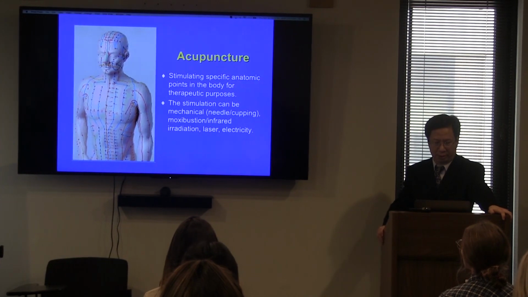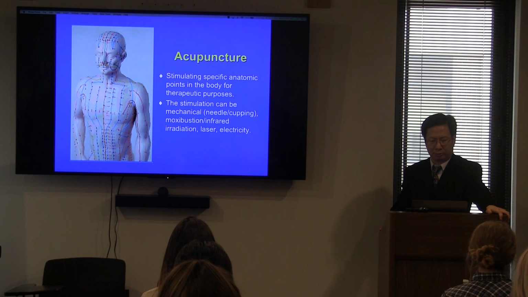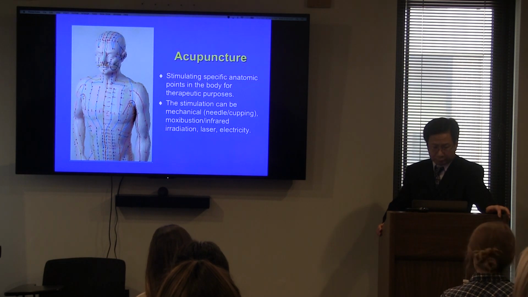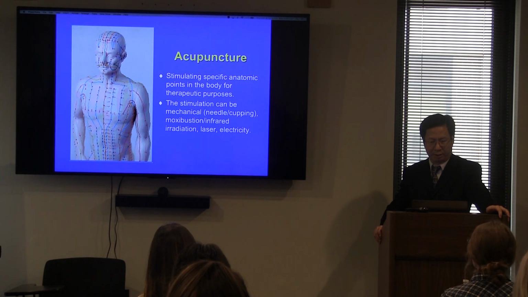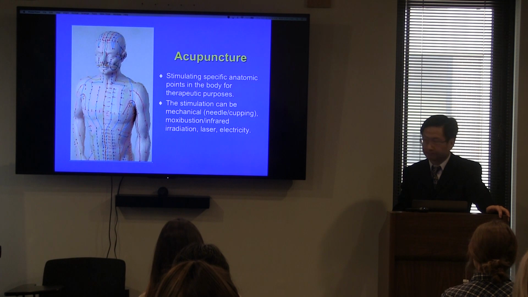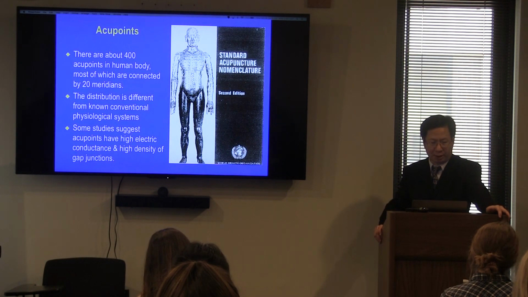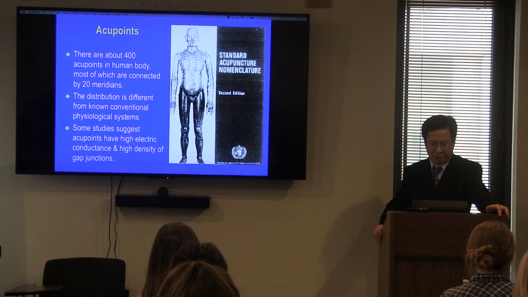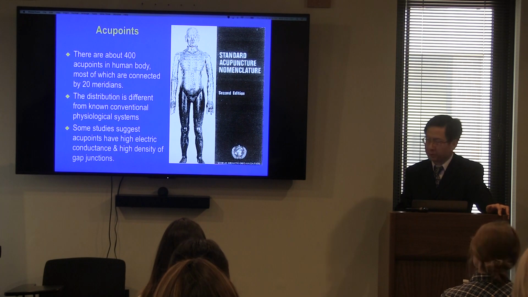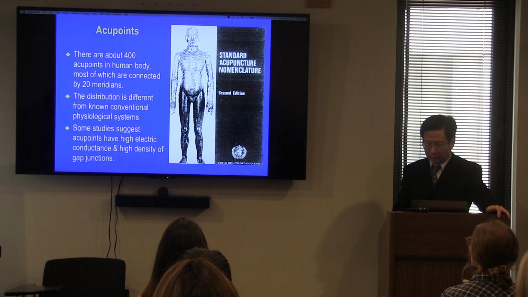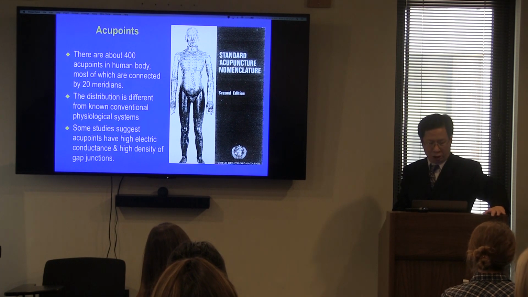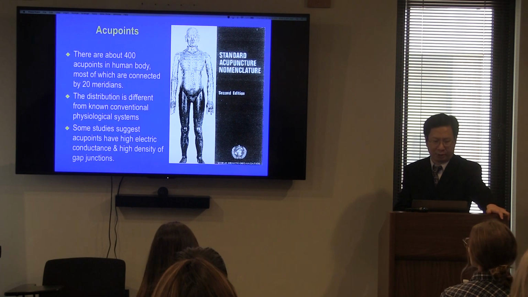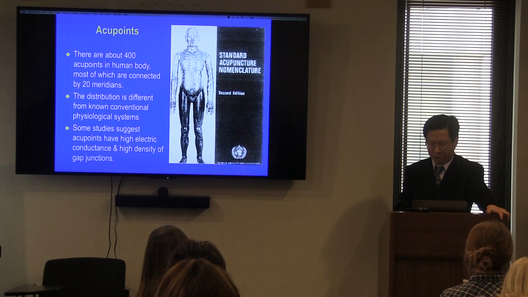So acupuncture, as you know already, is a treatment stimulating specific points in the body for therapeutic purposes. The stimulation can be quite a variety, including mechanical, like needle and cupping, and also moxibustion, infrared radiation, laser, and electricity. They are based on the standard nomenclature published by the World Health Organization. There are over 400 points, and the distribution is somewhat different from the conventional nerve distribution or the distribution of the blood vessels. And some studies show that acupuncture points tend to have high electric conductance and high density of gap junctions.